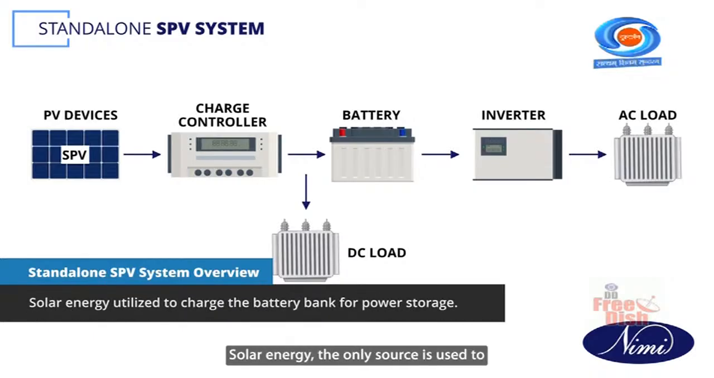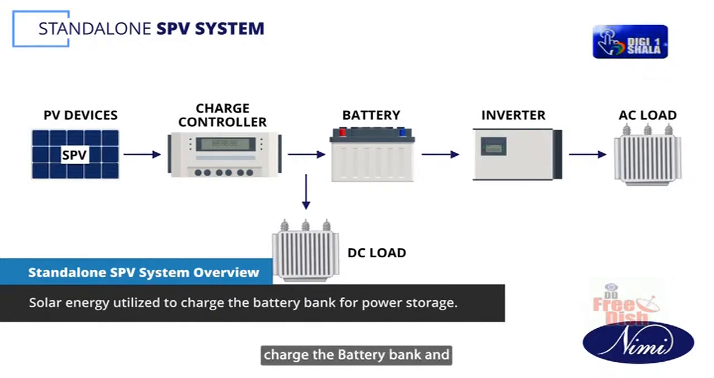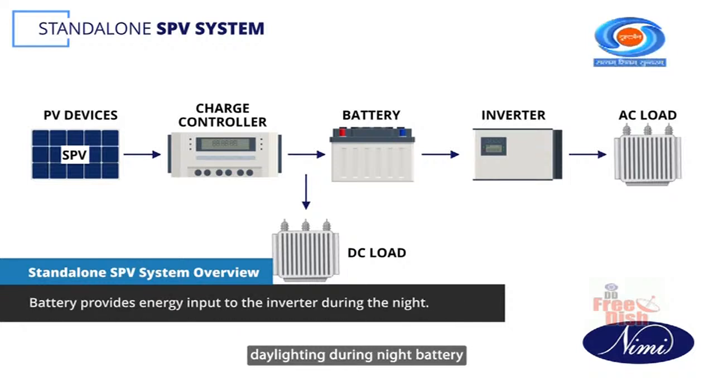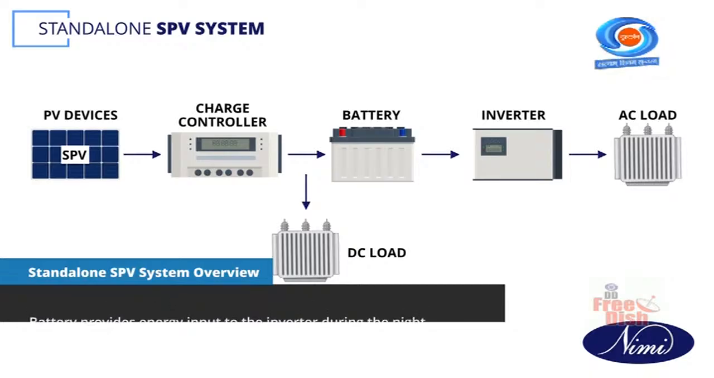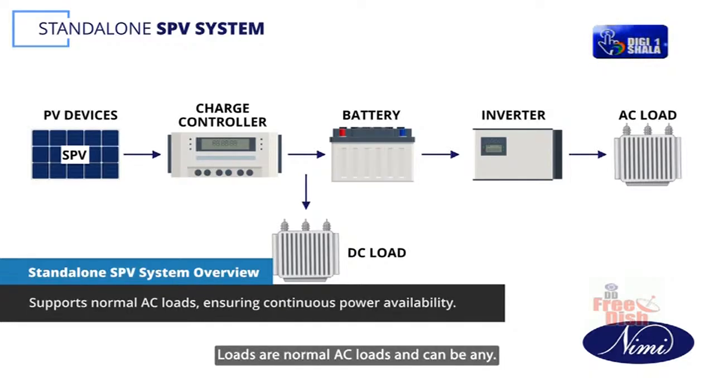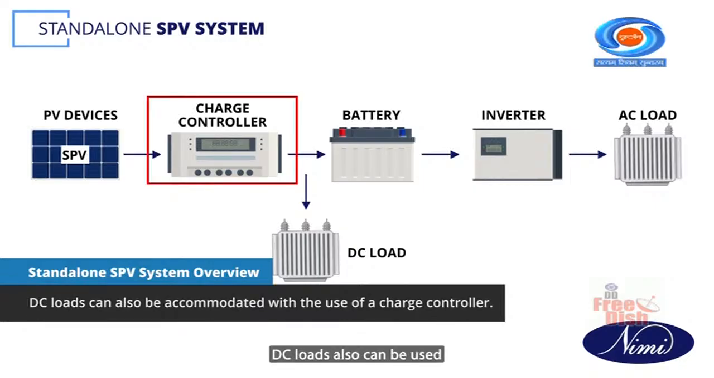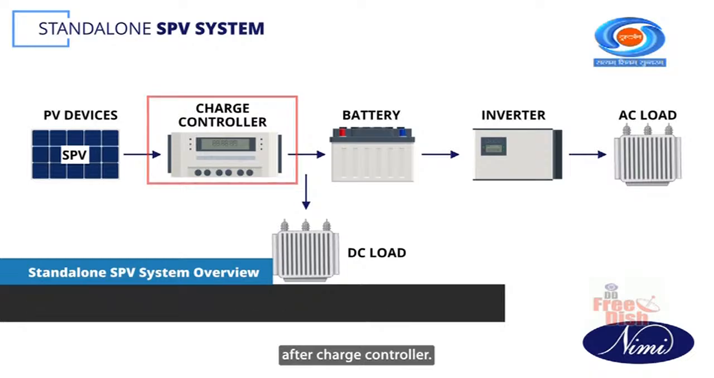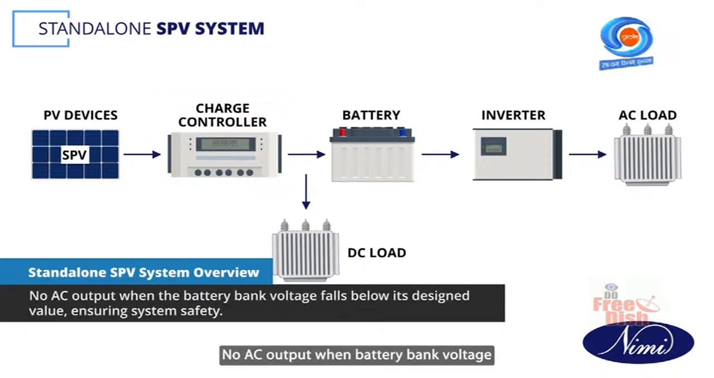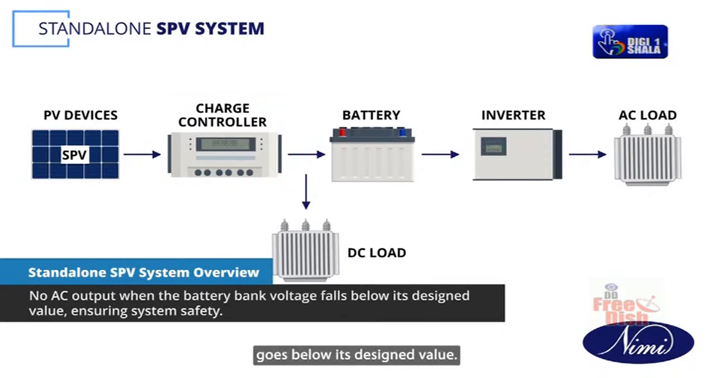Solar energy, the only source, is used to charge the battery bank and daylighting. During night, battery provides the energy input to inverter. Loads are normal AC loads and can be any. DC loads also can be used after charge controller. No AC output when battery bank voltage goes below its designed value.